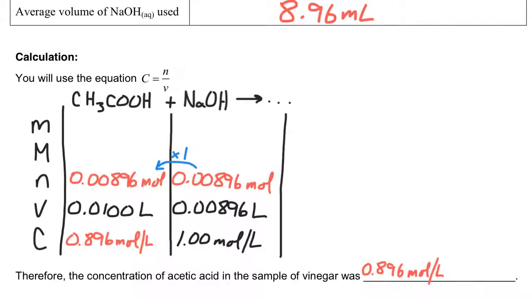But the label said 5%, so I want to see if that percentage is correct. So what I need to do is figure out what is the mass of acetic acid in that sample, and I'm going to use that to figure out what percent of my vinegar was acetic acid. So I use my periodic table to find the molar mass of acetic acid. 2 carbons, 4 hydrogens, 2 oxygens gets me 60.06 grams per mole. To calculate mass, it's number of moles multiplied by molar mass, which means in my 10 milliliters of vinegar, there were 0.538 grams of acetic acid.